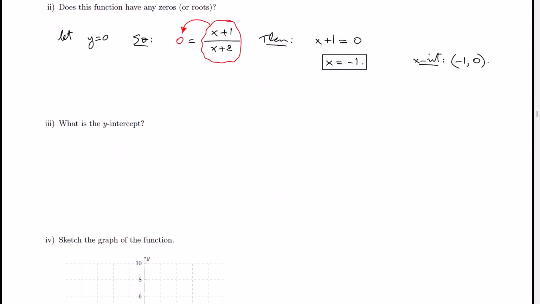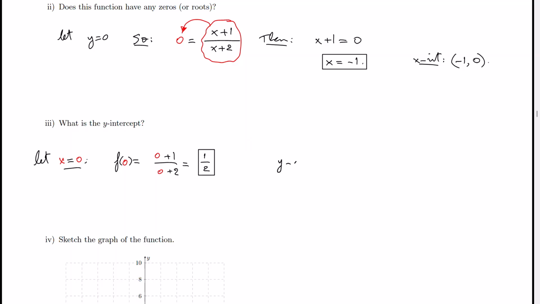Okay, so next it's asking us for the y-intercept. Remember, the function f of x is x plus 1 divided by x plus 2, and we want to find the y-intercept. So I'm going to grab this function and let x be equal to 0. Everywhere I see an x value, I'm going to make it 0. So there's 0 there, there's 0 there, and finally there's 0 here. So 0 plus 1 is going to be 1, and 0 plus 2 is going to be 2. And that's it. So simple, straightforward.